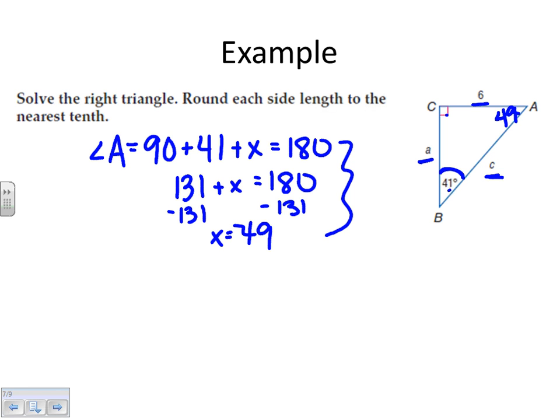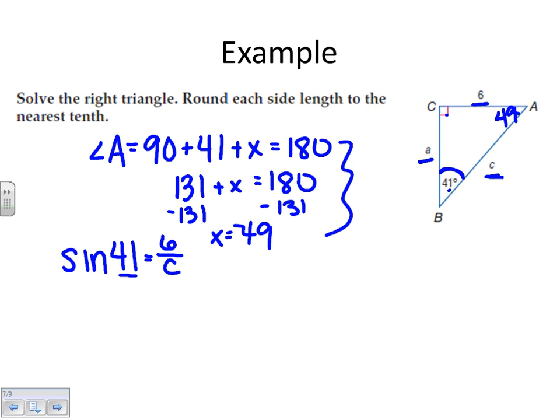If you can remember, opposite and hypotenuse, that was the sine. So I'm going to find the sine of 41, that's that angle, and the sine of 41 is opposite, which is 6, over hypotenuse, which is C. That's just opposite over hypotenuse. I know my 41 degrees is that little angle right there. And so now I'm just going to solve.